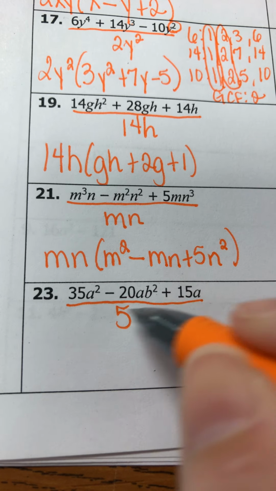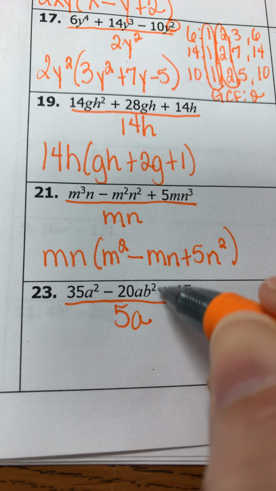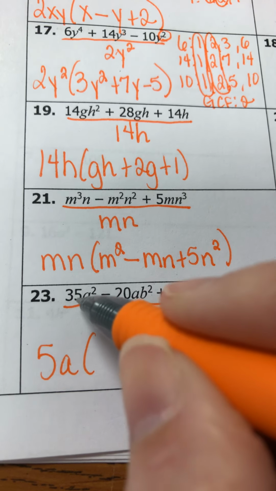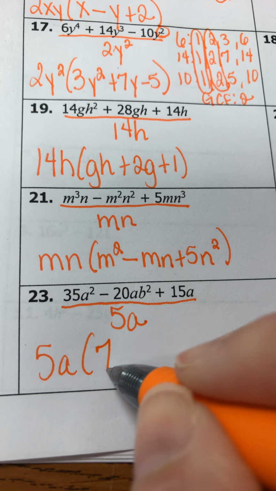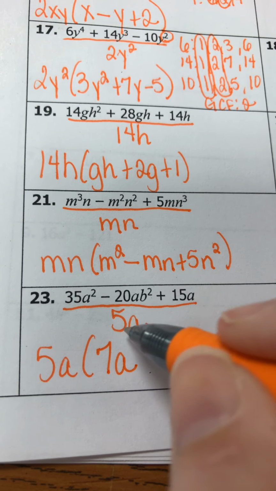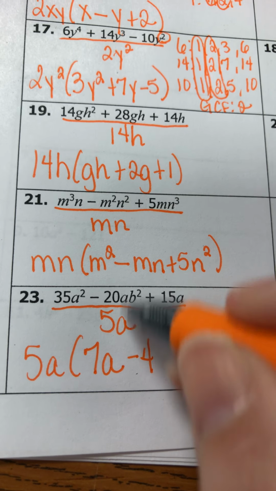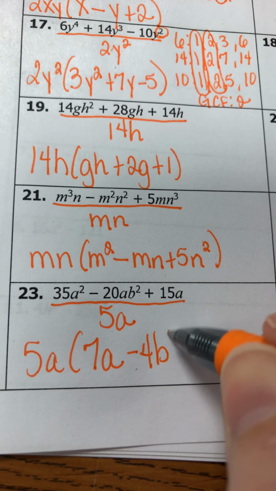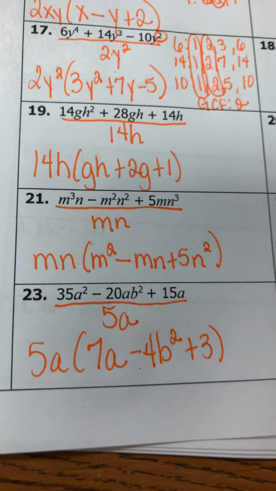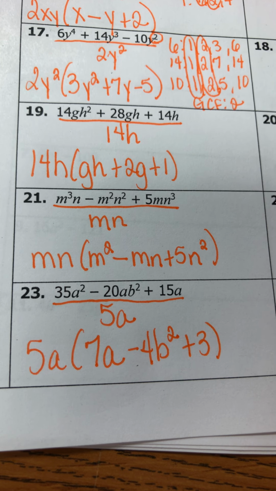All three of them have an A. The smallest A is A, but only this one has a B, so I cannot use B as my GCF. 35 divided by 5 is 7. 2 minus 1 is 1. Negative 20 divided by 5 is negative 4. A over A cancels out, leaving me with B squared. 15 divided by 5 is 3, and again, those A's cancel out. So that's the greatest common factor.